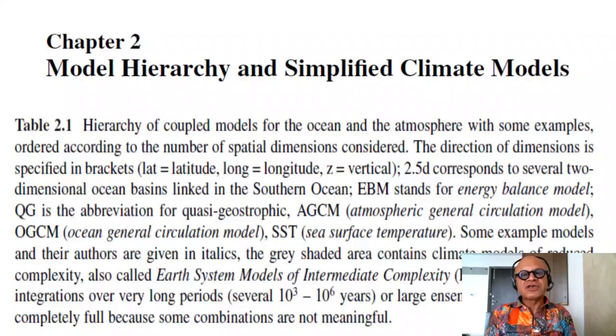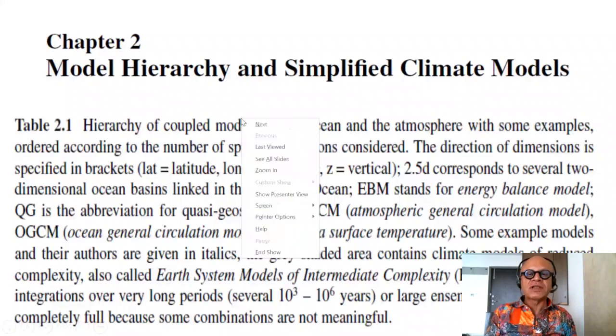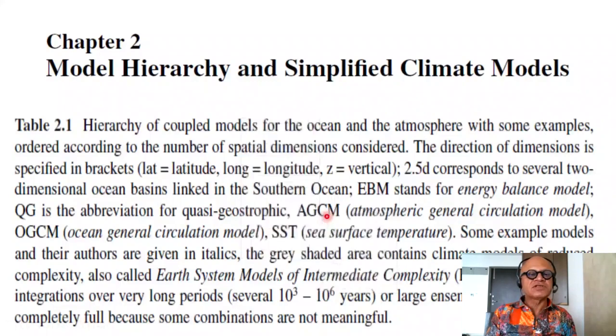So model hierarchy and simplified climate models is the second chapter. Immediately we'll look at a table of models here. Hierarchy of coupled models for ocean and atmosphere with some examples ordered according to the number of spatial dimensions considered. So is it zero-dimensional, averaged over the whole globe in vertical and horizontal, or is it one-dimensional, two-dimensional, three-dimensional, and so on? The direction of dimension is specified in brackets: latitude, longitude, and vertical.